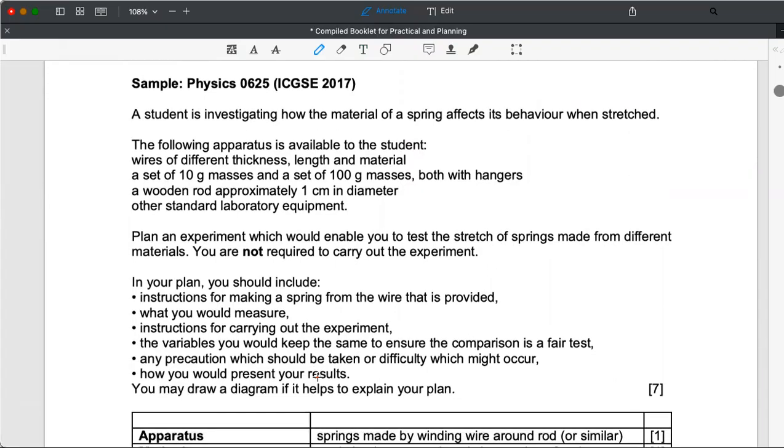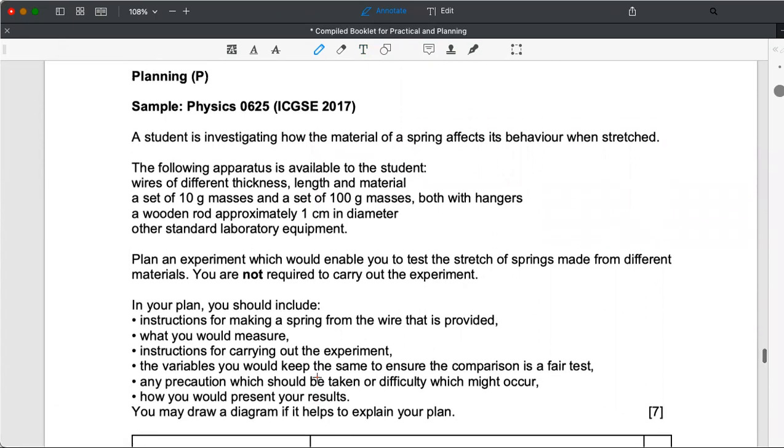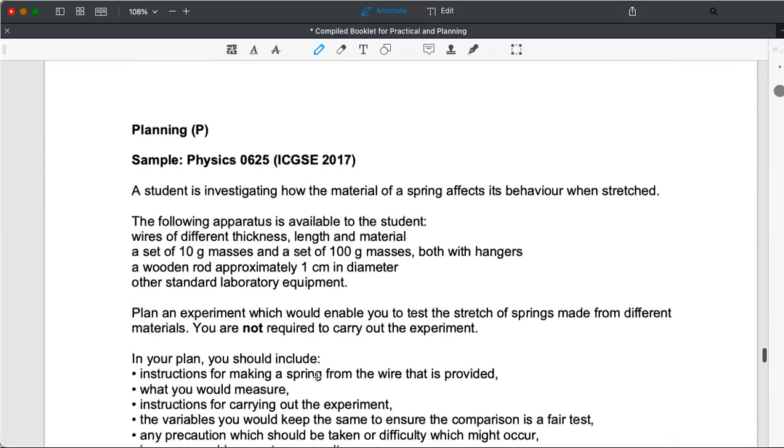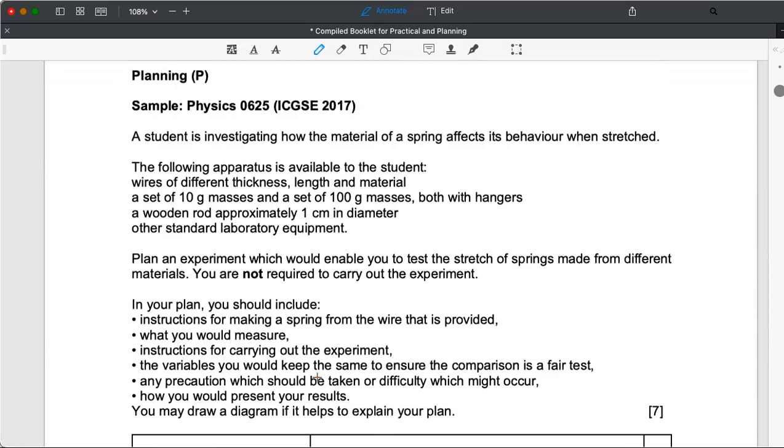How a planning question looks and the marking scheme for this particular question. I have a few samples, but I only have time to go through one of them. Again, if you're interested, you can get a copy from me, where you will have access to all the different types of questions.